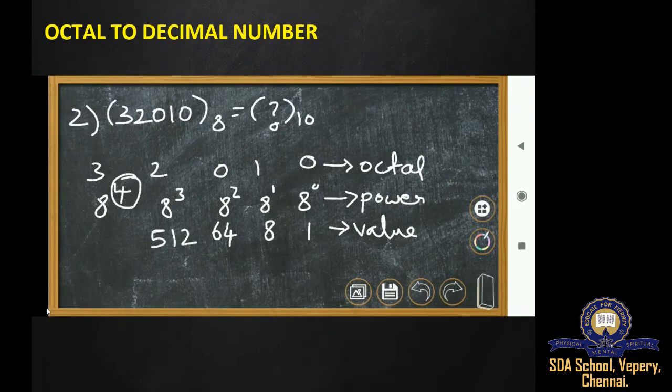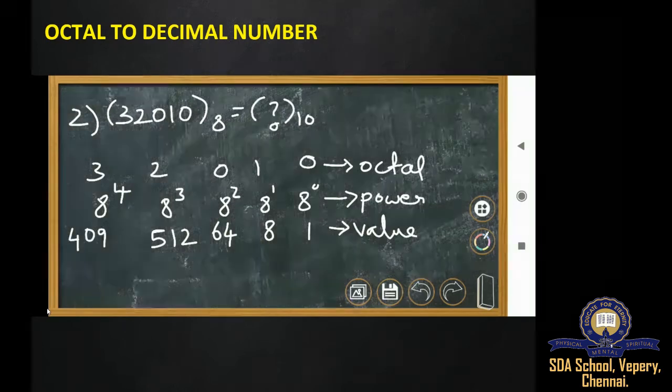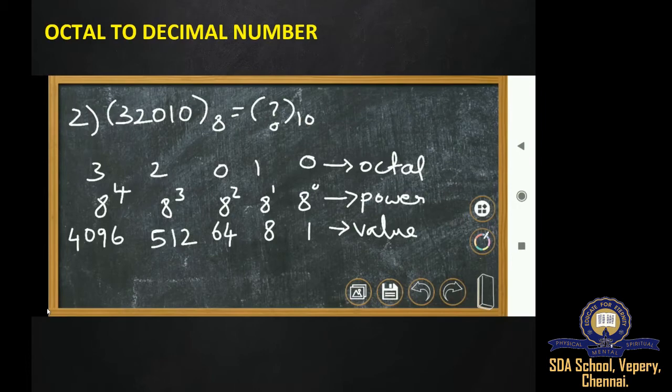And here we have 8 to the power 4. So 8 into 8 into 8 into 8. 64, 64 into 8, 512, 512 into 8, 4096. 8 to the power 4 we get 4096.